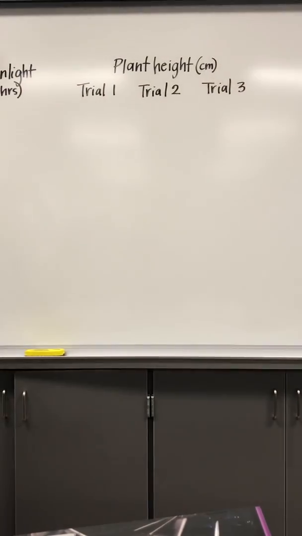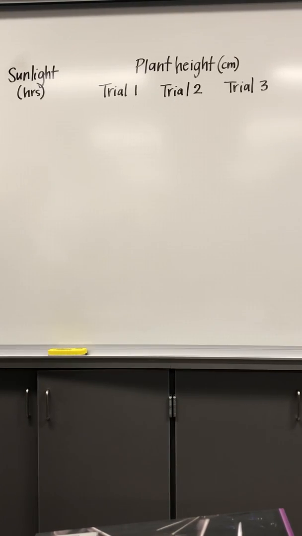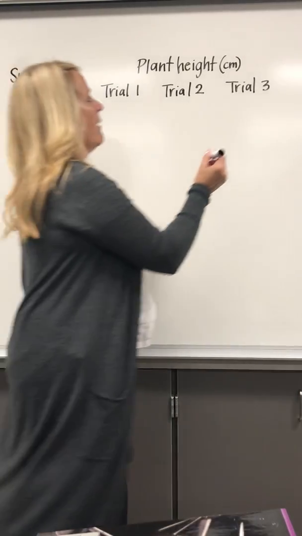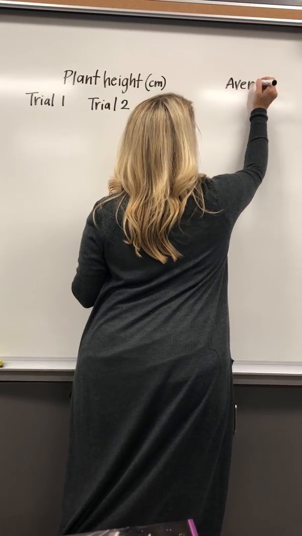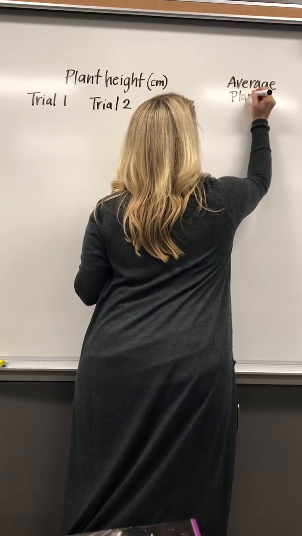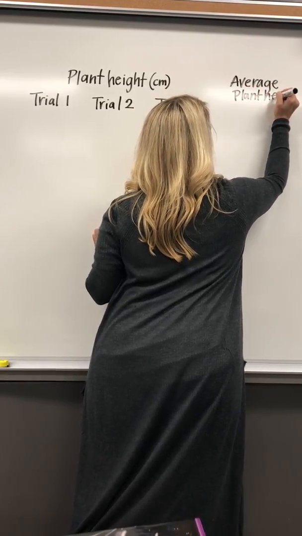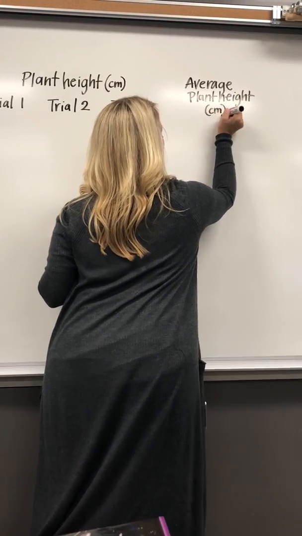I also need to have a derived quantity. In this case, we'll use an average because that's what we graph. We always graph the average. So I'll say that we'll have average plant height, and again, the units are centimeters.